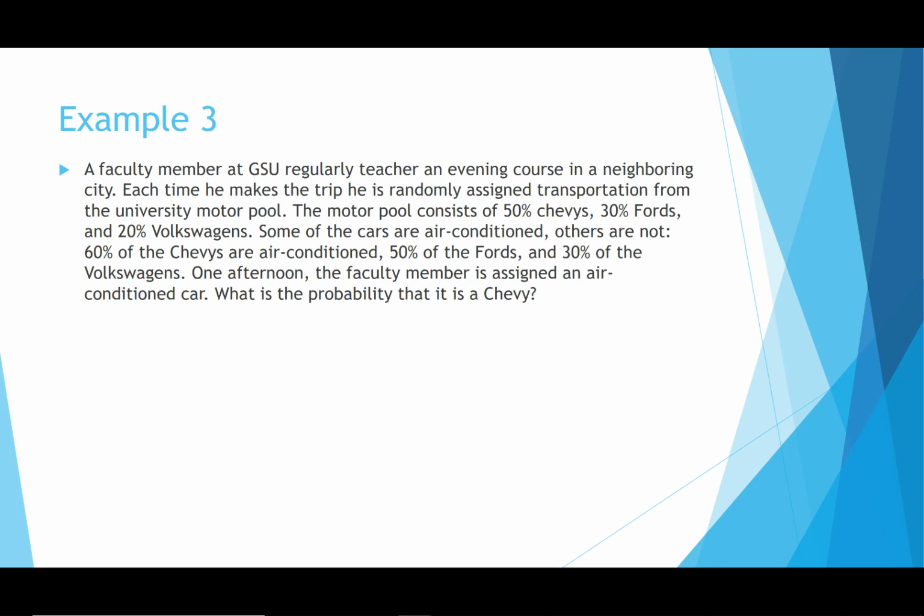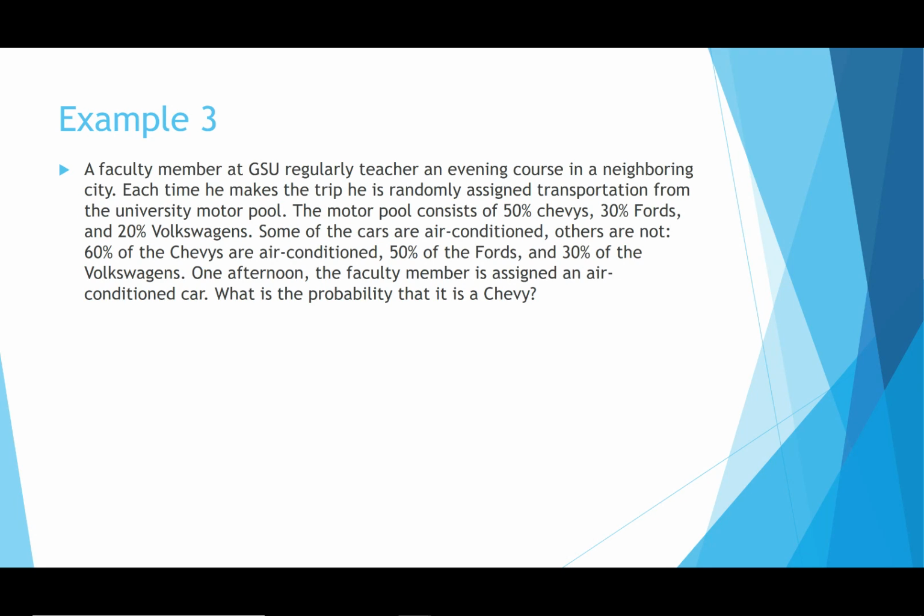A faculty member at GSU regularly teaches an evening course in a neighboring city. Each time he makes a trip, he randomly assigns transportation from the university motor pool. The motor pool consists of 50% Chevys, 30% Fords, and 20% Volkswagens. Some of the cars are air-conditioned, others are not. 60% of the Chevys are air-conditioned, 50% of the Fords, and 30% of the Volkswagens. One afternoon, the faculty member is assigned an air-conditioned car. What's the probability that it is a Chevy?